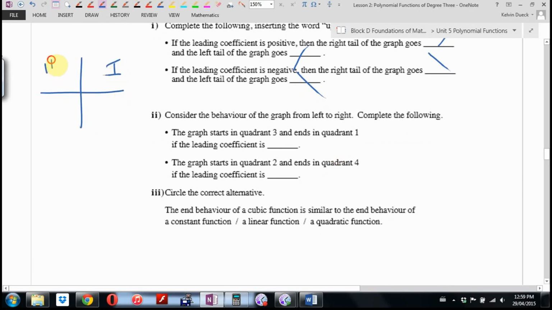Here's your quadrants. If the graph starts in quadrant 3 and ends in quadrant 1, the leading coefficient is positive or negative? Positive. If we start in quadrant 2 and end in quadrant 4, we are negative.